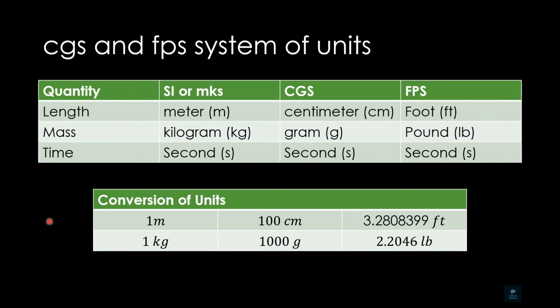A measure of a physical quantity can be expressed in different units using conversion. For example, 1 meter is equal to 100 centimeter, which is equal to 3.2808 foot. Similarly, 1 kilogram is equal to 1000 gram, which is equal to 2.2046 pound.